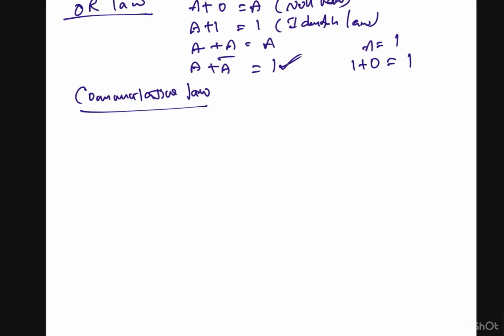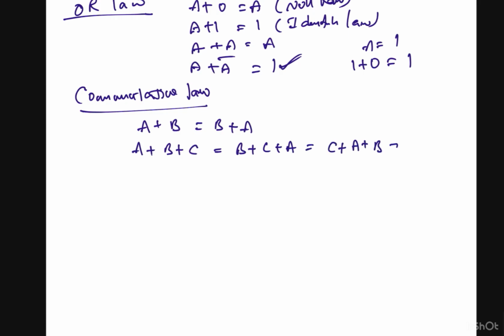So this commutative law says that a + b = b + a. Or else if you take three literals, a + b + c = b + c + a, which is equal to c + a + b, equal to b + a + c. So that is the commutative law with the plus operation.